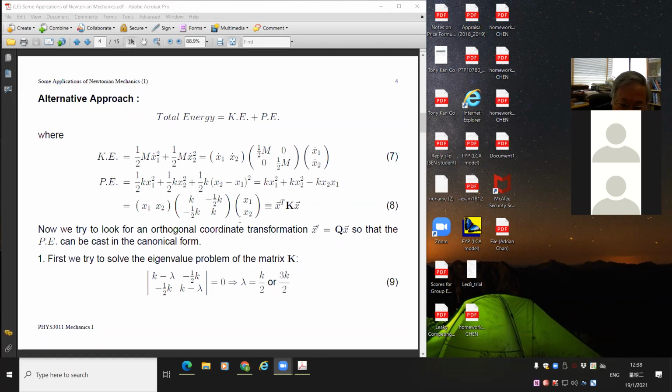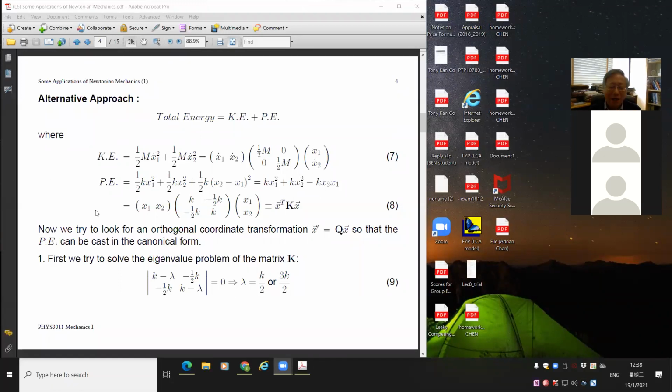Now, we call this a column vector, the displacement column vector. This is the row displacement vector, and we may sometimes call this the spring constant matrix. Okay, this is the mass matrix.